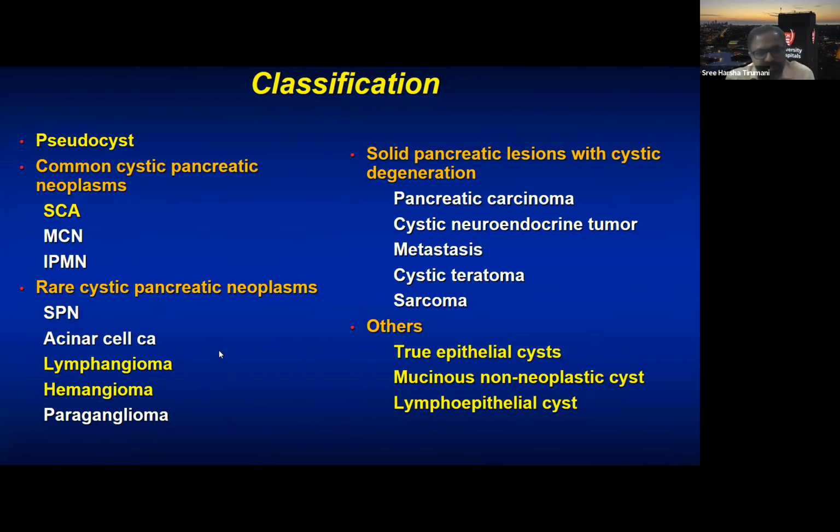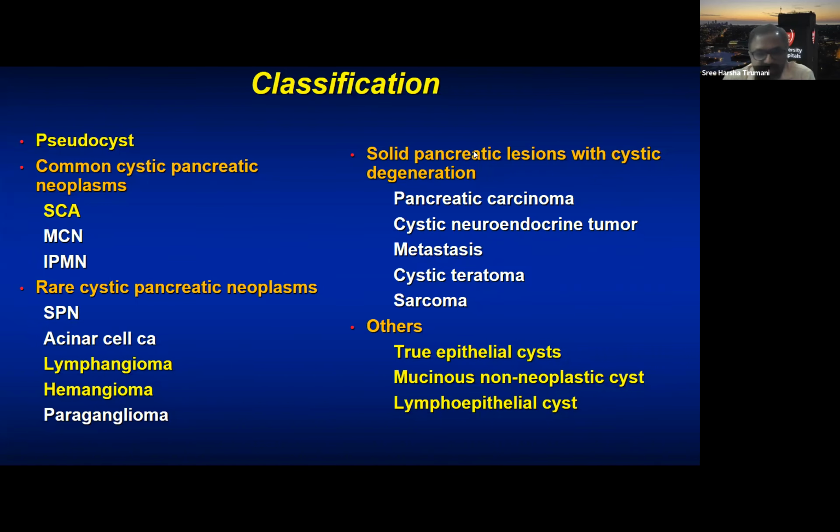Now, classification-wise, we all know that cystic pancreatic lesions are very heterogeneous. Even a pseudocyst is technically a cystic lesion, but it's a pseudocyst, as the name indicates. The common ones which we can encounter in clinical practice are the serous cystadenoma, the mucinous cystic neoplasm, and the IPMN. The rare ones which we maybe see sometimes are the SPEN, or solid pseudopapillary neoplasm, and the acinar cell carcinoma. A few other rarer tumors like lymphangioma, hemangioma, and paraganglioma can be seen sometimes, and especially the paraganglioma can be cystic in a few cases.